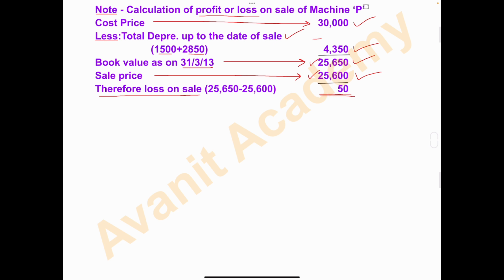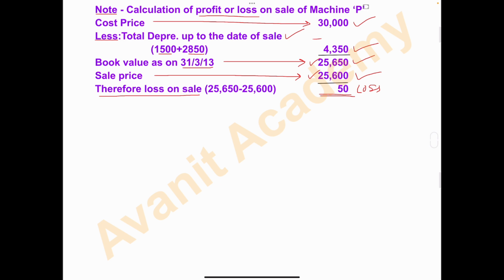So on this transaction we have a 50 rupees loss. And this loss we will record in machinery account credit side. If we sell a machine and make a profit, we must record it on the debit side. If there is a loss on sale of machinery, we have to record it on the credit side.